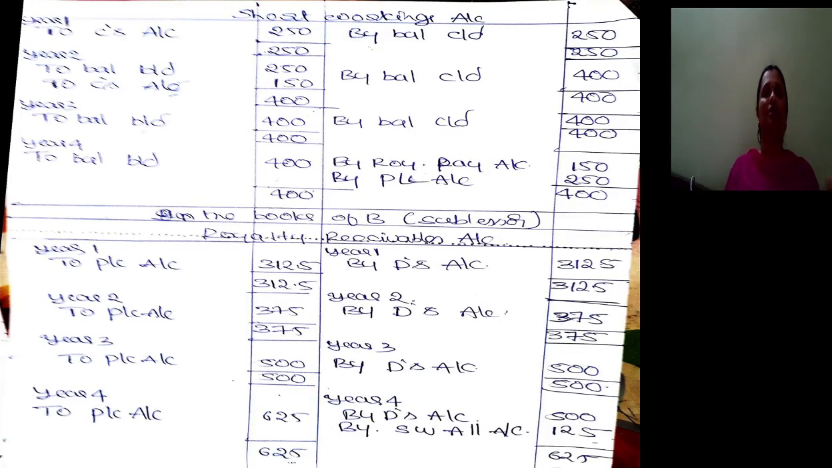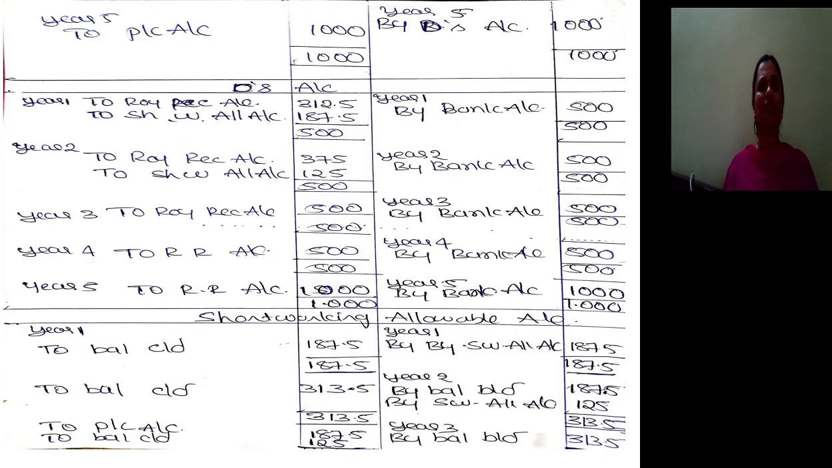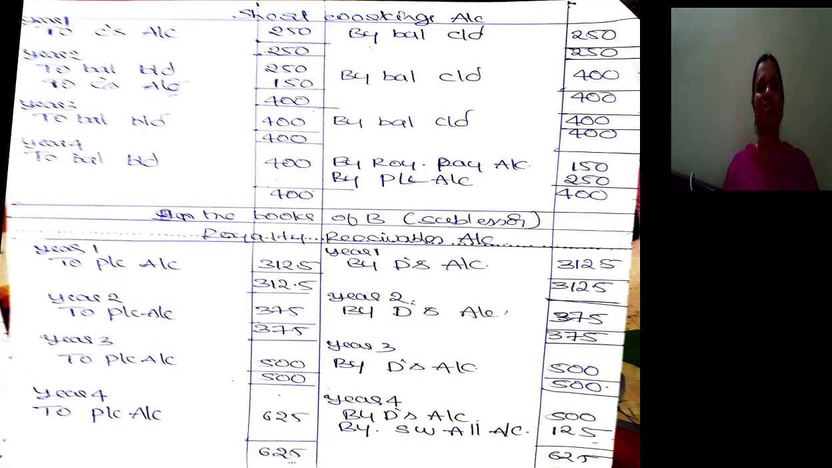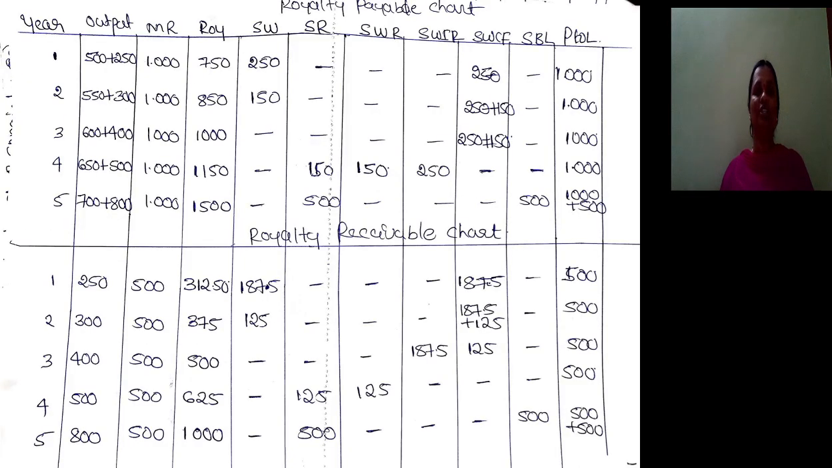So now, in the books of B, again we have to prepare accounts being a sublessor. Sublessor means he is supposed to receive royalty. So he has to prepare lessee's account, that is D's account. He has to prepare short working allowable account. So these are the three accounts he needs to prepare. So now to prepare accounts in the books of B, again being a sublessor, we need to follow which chart? Royalty receivable chart of previous session.